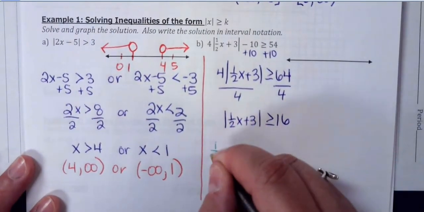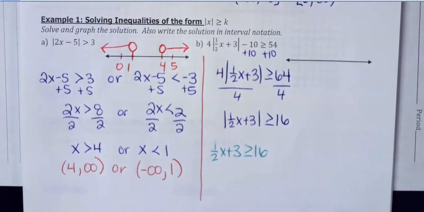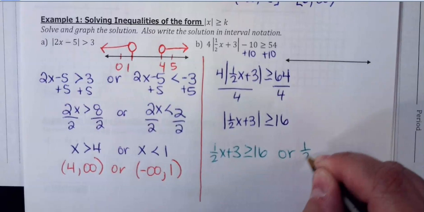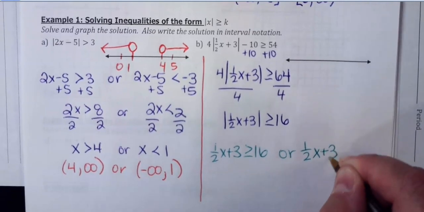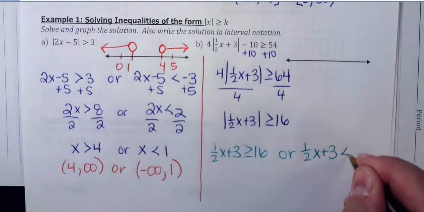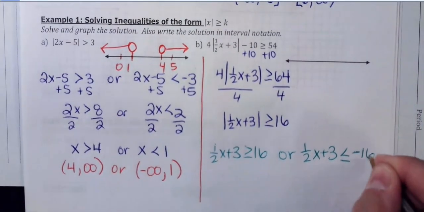So 1/2 x plus 3 greater than or equal to 16. That would give us numbers like 17, 18, 19 if we plug them back in for x, which would make that work. Or just copy it down again, just drop the absolute value, copy it. But to write the other part of that, we're going to have to flip the inequality symbol over. So our expression is going to be less than or equal to, and then the opposite of that number, which is -16.